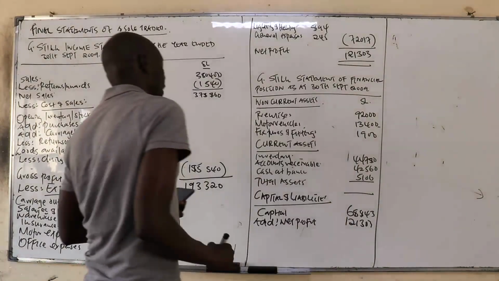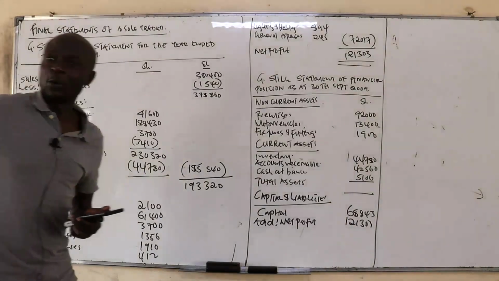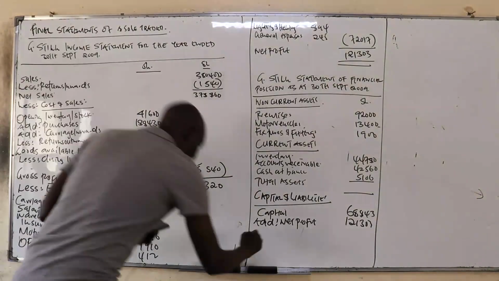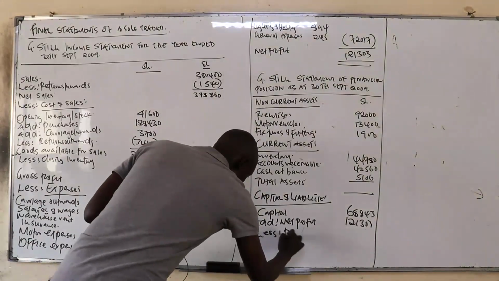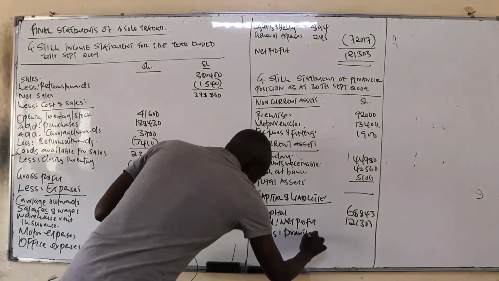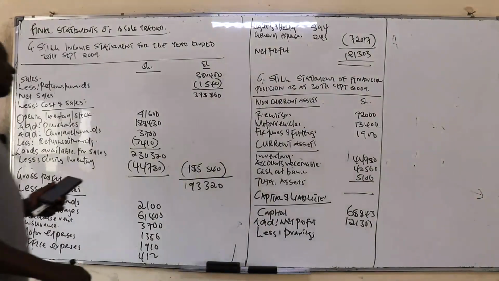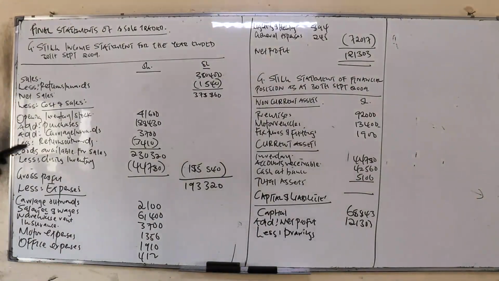$121,303. And then you less drawings. Drawings, how much is it? 22,000.